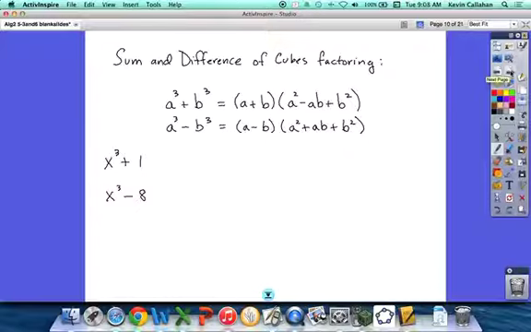Okay, then that gets us to the other kinds of factoring that we learn in this chapter called sum and difference of cubes. By sum of cubes, we mean when you add things that are cubes, right? A to the third plus B to the third. A is being cubed, B is being cubed, and you're adding them. That's why it's the sum of cubes. The difference of cubes just means you're subtracting them.